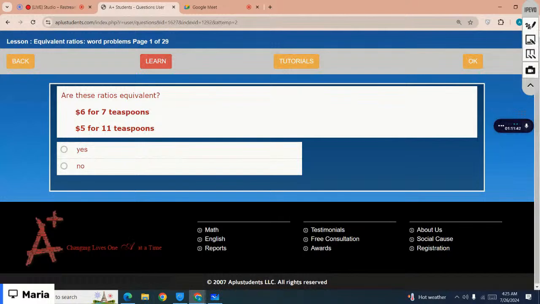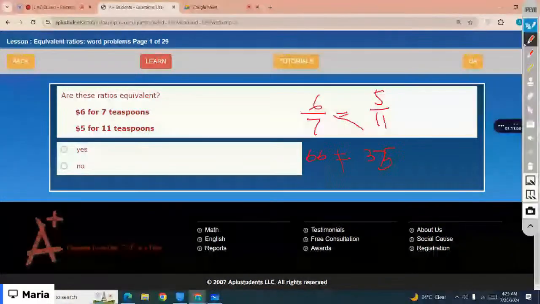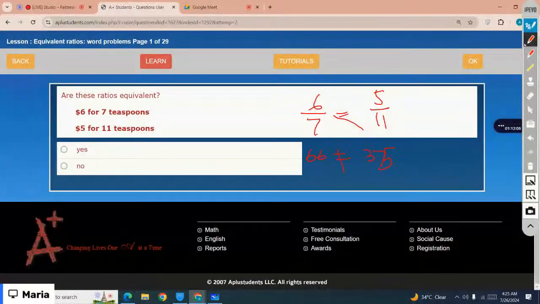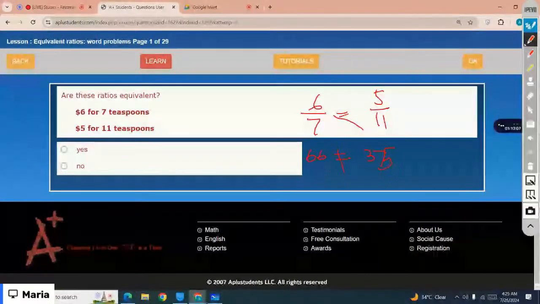6 to 7 means that 7 and 5 to 6, and 5 times 7, 35. So no, they are not equivalent. The correct option is no, the ratios are not equivalent. Got it?